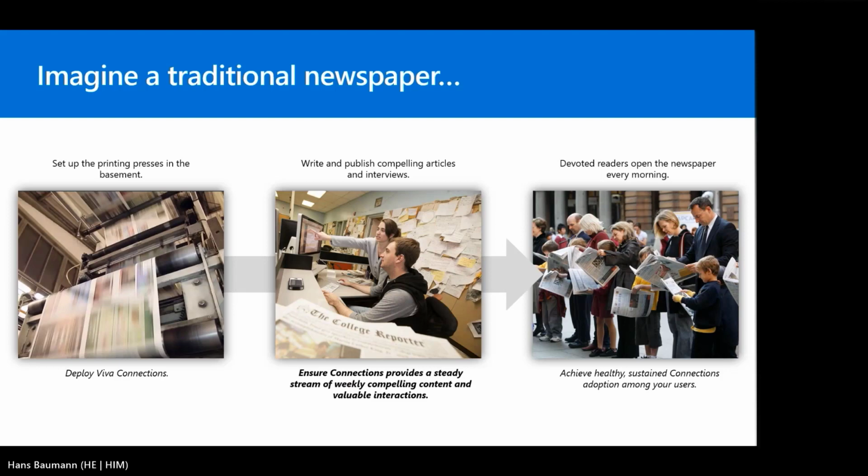So first of all, let's think a little bit about a traditional newspaper. Before having the newspaper, I will need to set up the printing press, right? And that means Viva Connections. I need to deploy Viva Connections in order to have this machinery working. But it's not just that. It's not like I'm turning on a switch and, by magic, like a magic wand, whoosh, I have everything. I need something else.